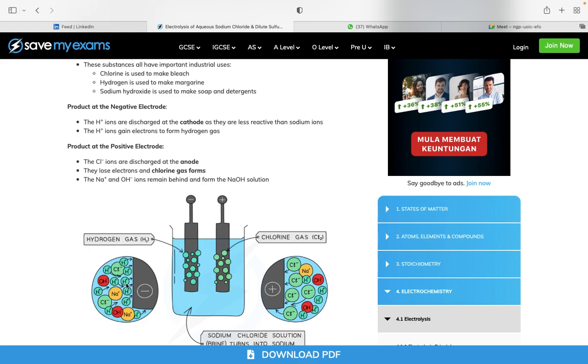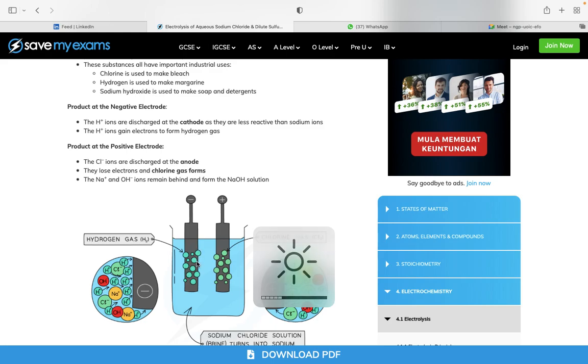But because hydrogen is less reactive in the reactivity series, it is the one that will migrate. If you see the small arrows, they show that the hydrogen migrates to stay around this electrode. They migrate from the solution and stay around here. All these big ones you see are the hydrogen ions.